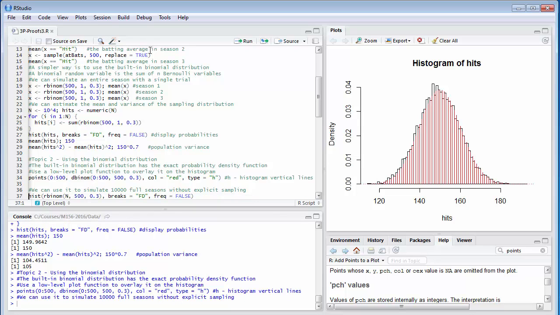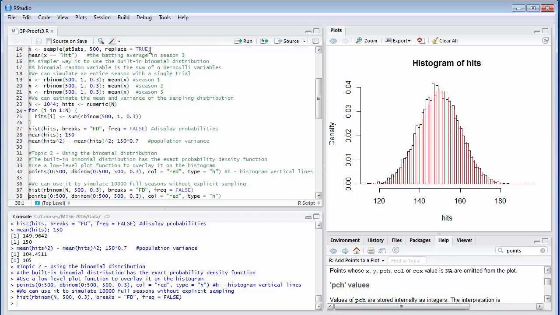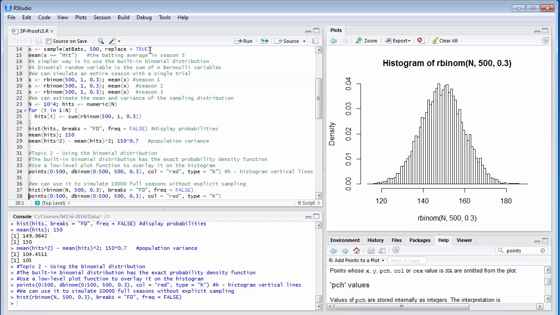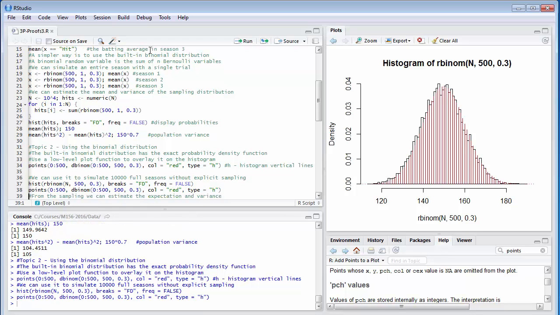Now we can simulate 10,000 seasons. All I have to do is generate a random sample from a binomial distribution with 500 trials, probability of success equal to 0.3, and having done that n times, remember capital N is 10,000, I can display the histogram. Bingo, there it is. Bingo, there's the overlay. Nice example of a sampling distribution.